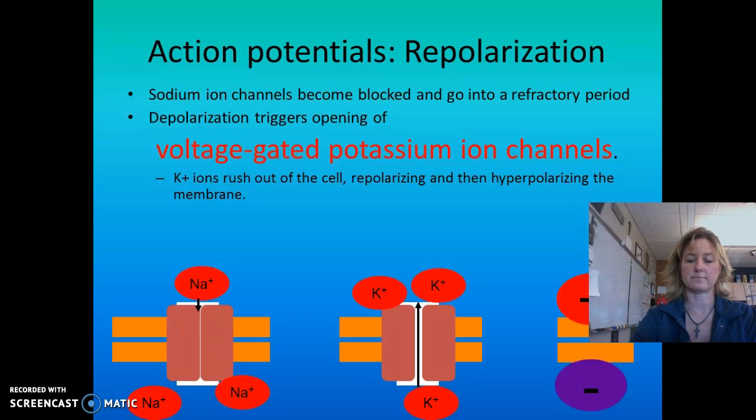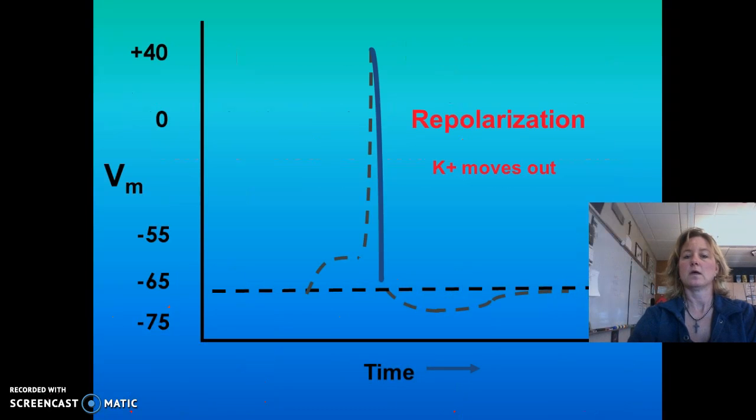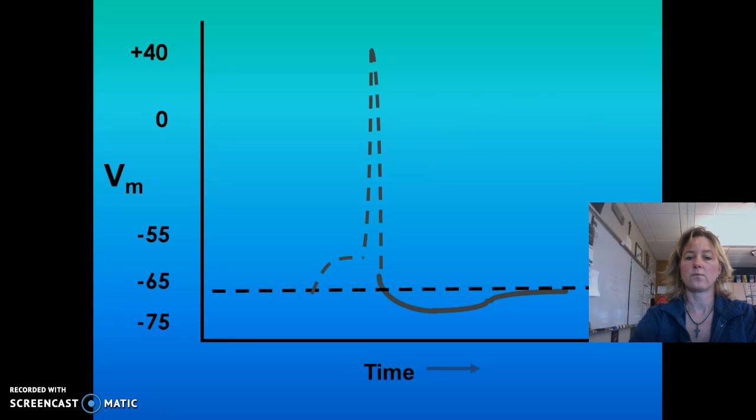And so what does that mean? That means this membrane potential is going to repolarize, or come back down to normal. But because it's open so much longer, we end up in a section that drops below where our resting potential is, and this is called hyper, or more than, polarization. So hyperpolarization.